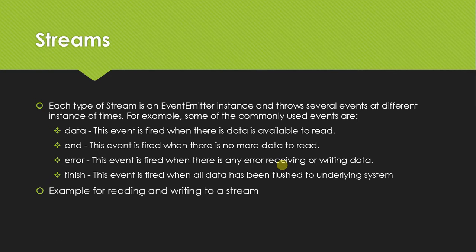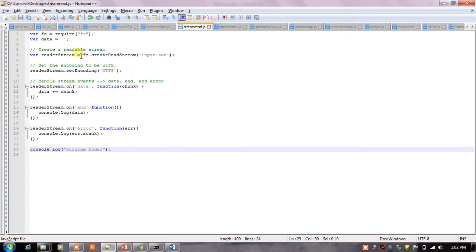Let us look at an example for reading and writing to a stream. This is a program to read a stream. First, we create a reader stream by using the createReadStream function and passing input.txt as the parameter. We set the encoding format to UTF-8. Then we handle the stream events, that is data, end and error, by using this function.